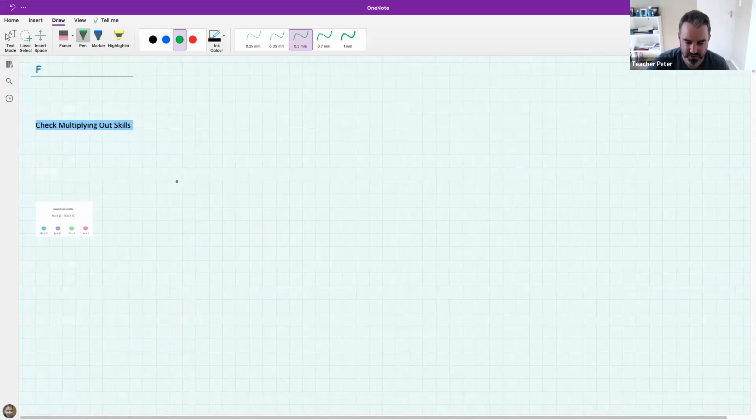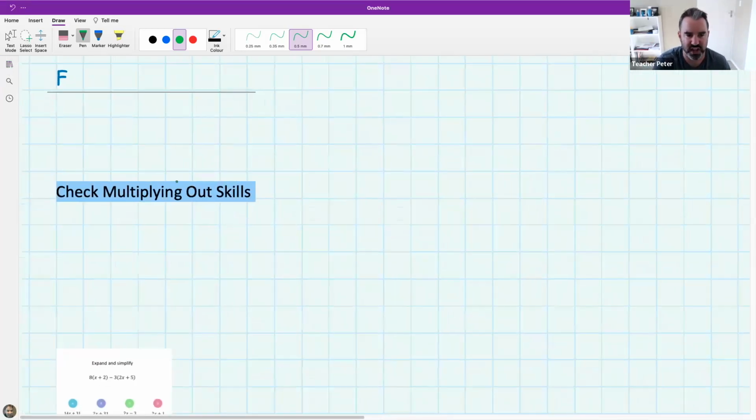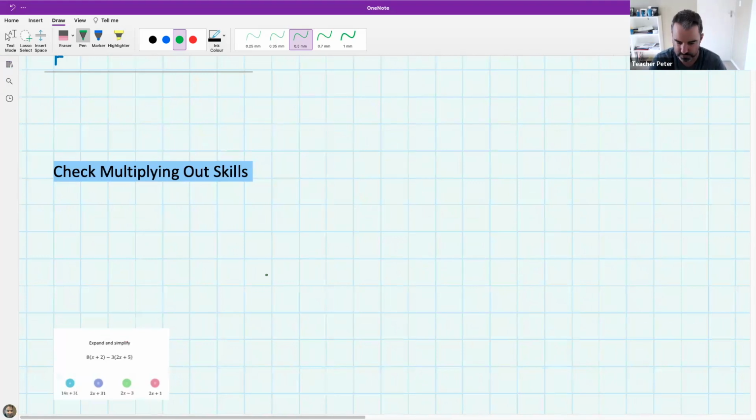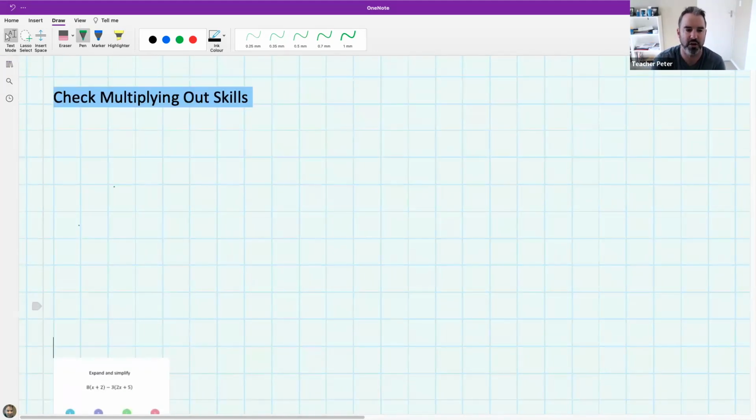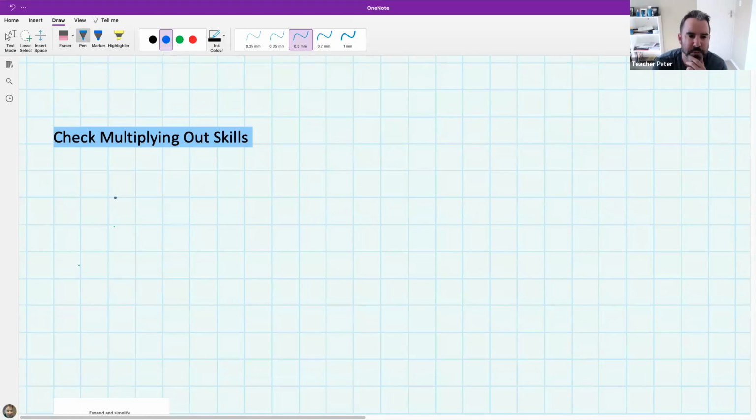What I want to start with today is to check your multiplying out skills. Part of this topic in grade 11 is factorizing and things like that, but you always need to know that you can multiply out properly. Multiplying out is what we call maybe grade 9. People often call it FOIL. Can you FOIL out two brackets?